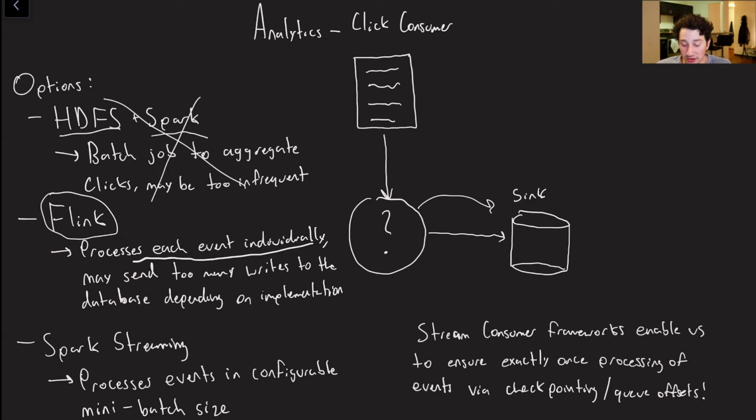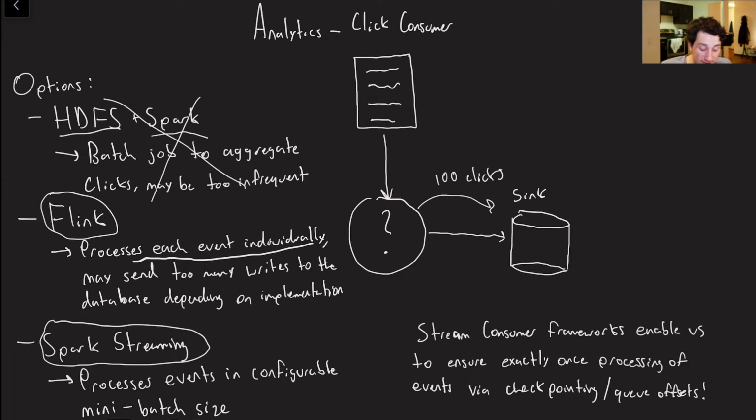But in my personal opinion, the best option here is probably just going to be something like Spark Streaming, where Spark Streaming natively supports something like mini batching, which is configurable, and we could just say something like, hey, give me mini batches of 100 clicks, and so as a result, every single 100 clicks, you would go ahead and write to the sink in that type of interval.